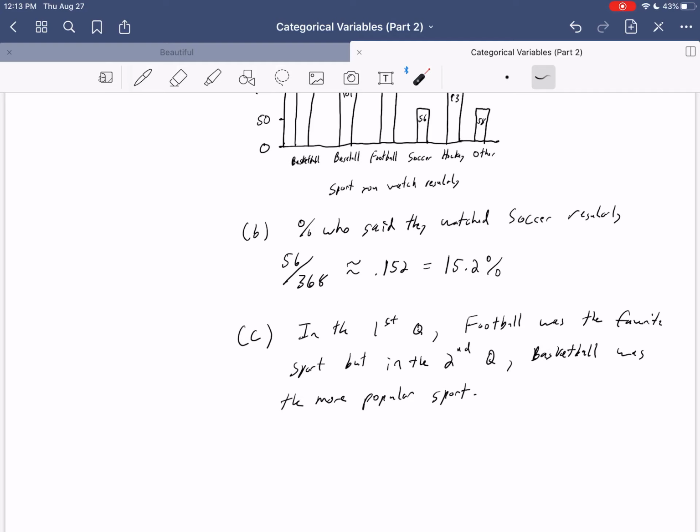For right now, though, I just want you to be comfortable working with categorical data and understanding the difference between a question where people put themselves in a single category versus a question where somebody could put themselves in multiple categories. In our next video, we'll be changing gears, and instead of working with categorical data, we'll begin to discuss how to work with quantitative data.